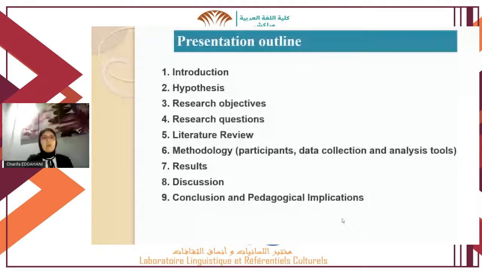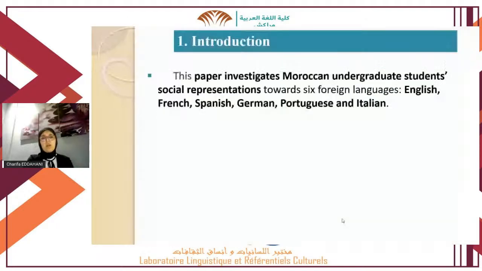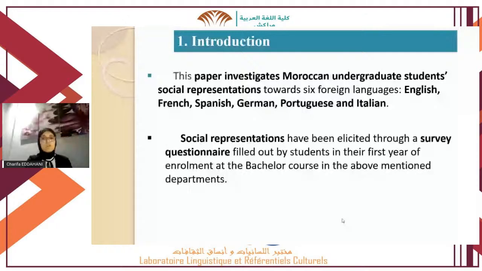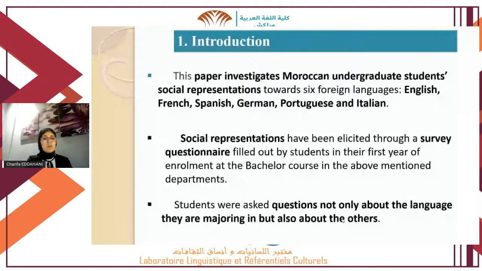As regards this paper, it investigates Moroccan undergraduate students' social representations towards 6 foreign languages: English, French, Spanish, German, Portuguese, and Italian. Social representations have been elicited through a survey questionnaire filled out by students in their first year of enrollment at the bachelor course in the above-mentioned departments. Students were asked questions not only about the language they're majoring in, but also about the others.